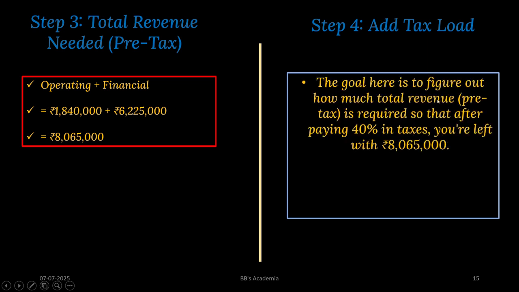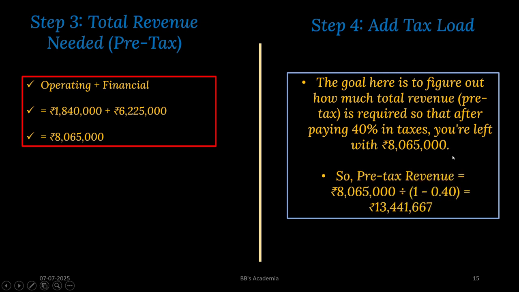The goal here is to figure out how much total revenue pre-tax is required, so that after paying 40% in taxes, you are left with this much. That means this is the amount needed: you are paying the bank, you are paying profit to the owner, this is your expenditure. So altogether this is to be earned. You cannot give tax out of that, you have to earn more, so that after earning more and providing 40% tax from that, this amount of figure will be remaining in your hand. Then your business will be good.